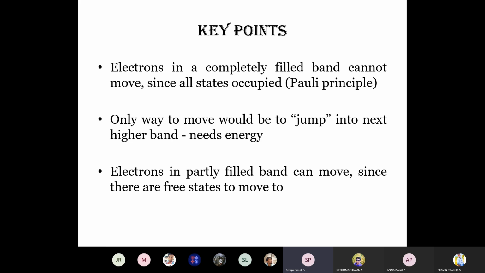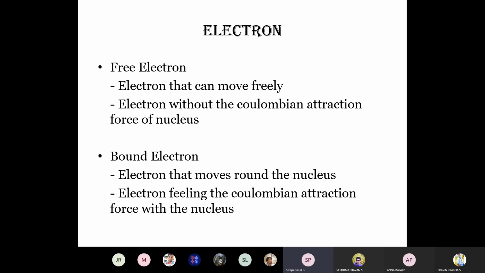Okay, so these are some important points about how free electrons move. There are two kinds of electrons: one is free electrons, another is bond electrons. Free electrons can move freely from one side to another, or one state to another state. There is no Coulomb attraction force from the nucleus on free electrons.